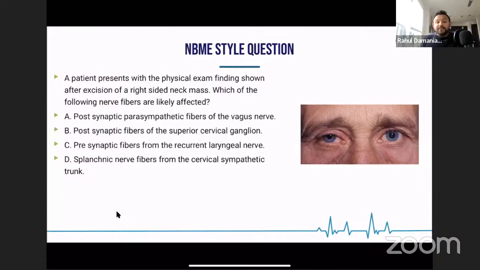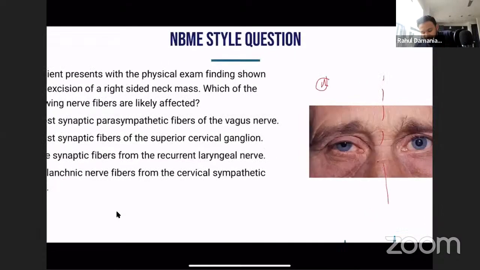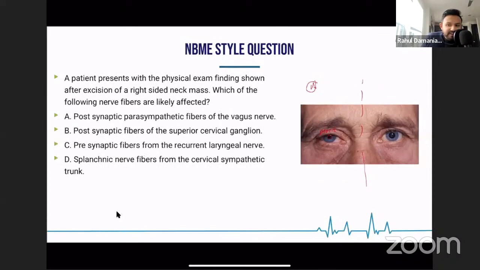A patient presents with the physical exam finding shown after excision of a right-sided neck mass. Which of the following nerve fibers are likely affected? So this is going to be a gross pathology of what? Of the face and the eye. And we see some asymmetry. We see that on the right side where the lesion was excised, you see some ptosis. You see that this pupil is a little bit smaller. Okay. And when you're thinking of this, it's pointing to a characteristic triad.